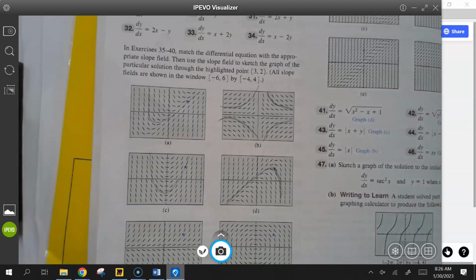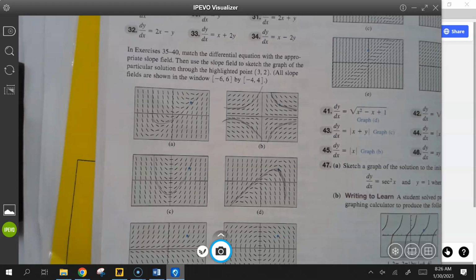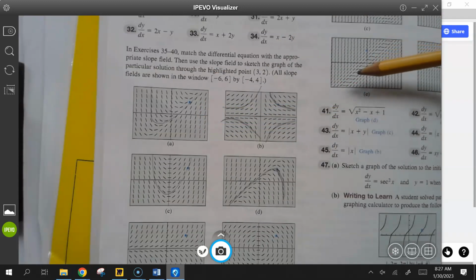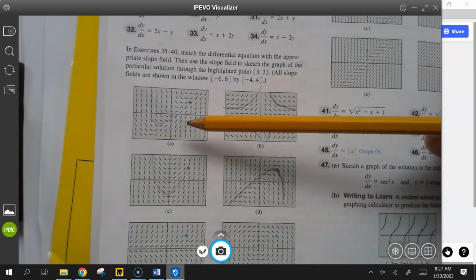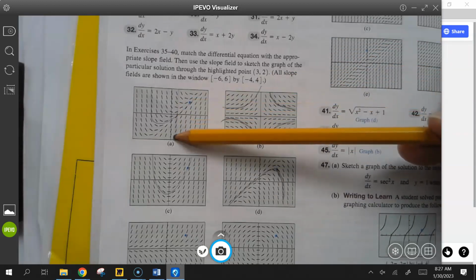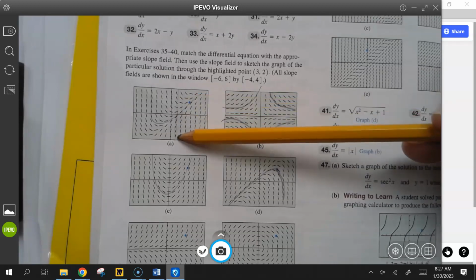Okay, so 35 is dy/dx equals x, right? So whatever your x value, that's your slope. Doesn't matter what y is. So what should happen is at every x, up and down, the slopes are the same, because x stays the same. So if x is 1, then up this whole line, every slope should be the same. If x is 2, then up this whole line, every slope should be the same. Because as long as x is not changing, the slope is not changing, right?